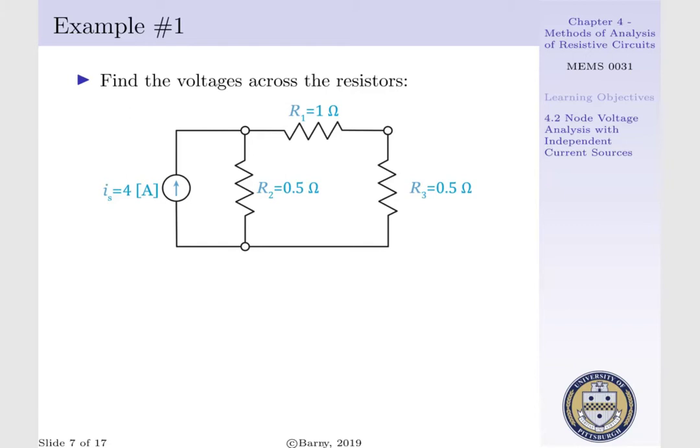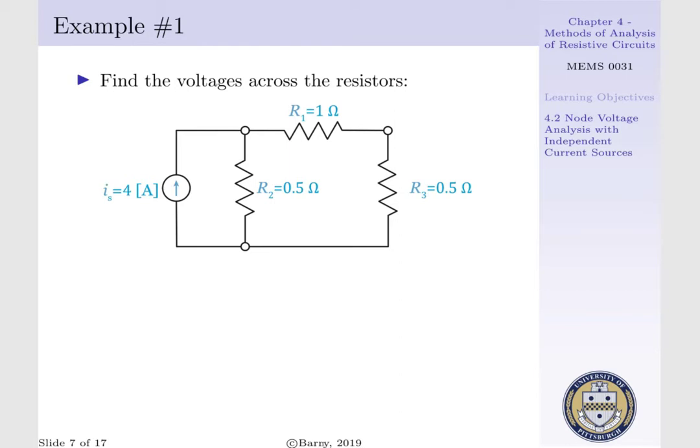Let us consider example 1, where we want to determine the voltages across the three resistors. In the circuit below, we have a current source that provides 4 amps to a network of resistors where R1 and R3 are in a series configuration, and their equivalent is in parallel with R2. R1 has a resistance of 1 ohm, R2 has a resistance of half an ohm, and R3 also has a resistance of half an ohm.